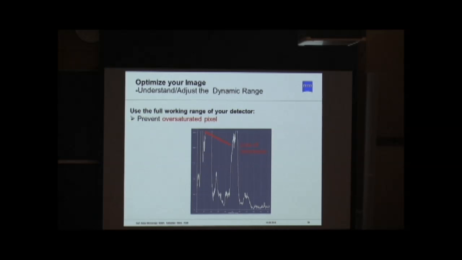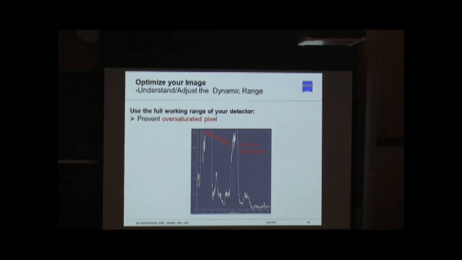However, always keep in mind that you can also oversaturate your detector if you increase these parameters too much. And if you have oversaturation in some parts of your image, these pixels cannot be used for any quantitative evaluation, right? Because you don't know how large the signal is at that particular pixel. It could be going up to here, but it could also stop over here. That's something that you cannot use for your data evaluation.